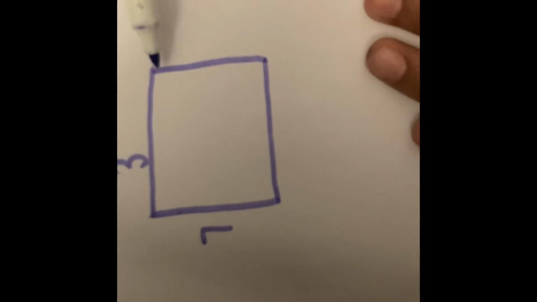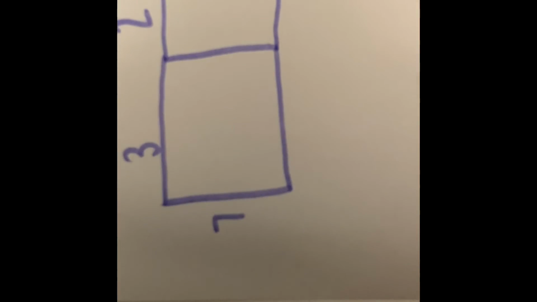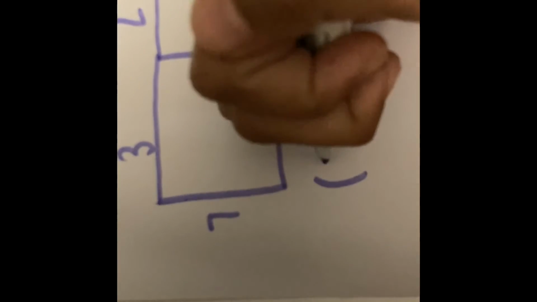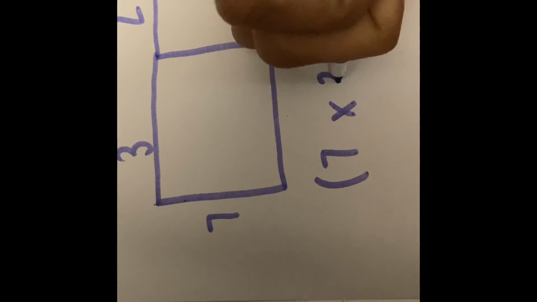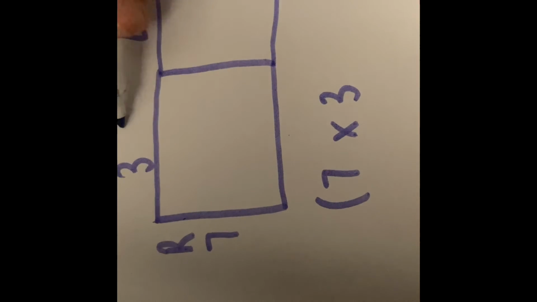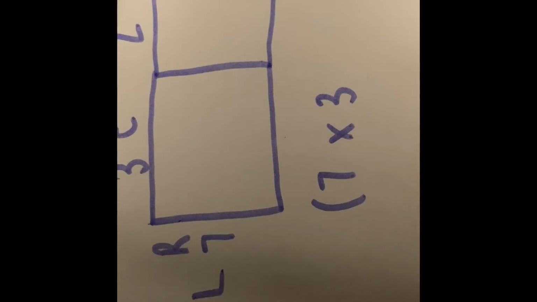That's the first partial product. Then you draw the second array. Seven, but it's gonna be 2. See the partial product. You put your parenthesis. You put 7 times 3 because these are the rows, these are the columns, and in other words, this is the length and this is the width.